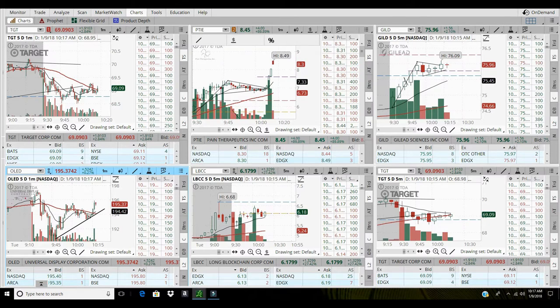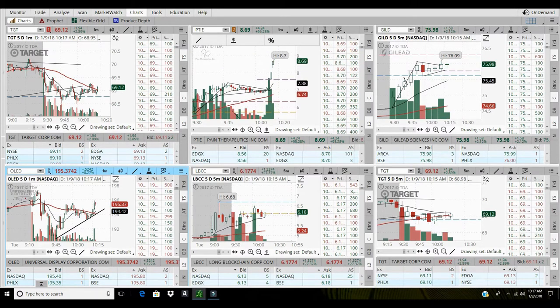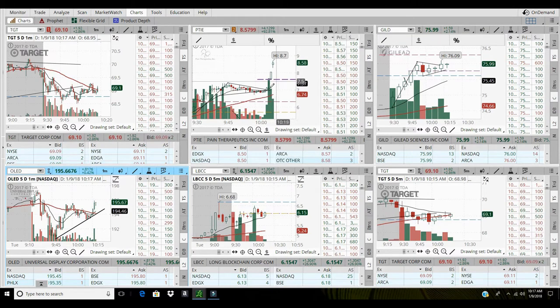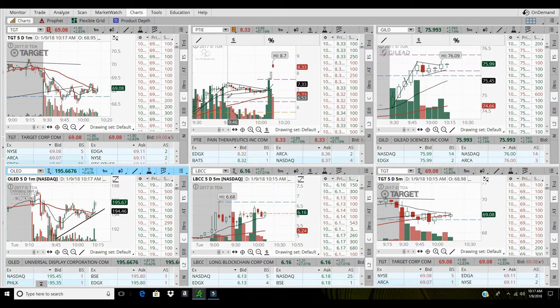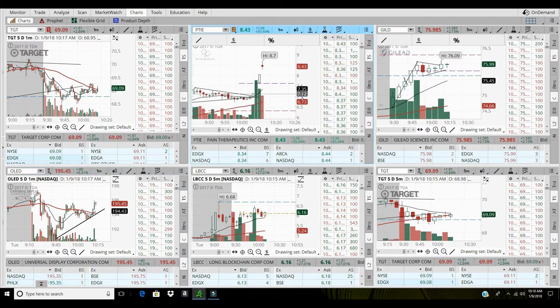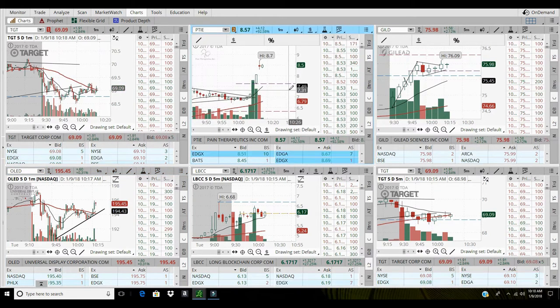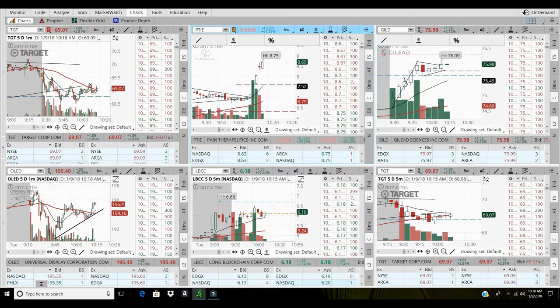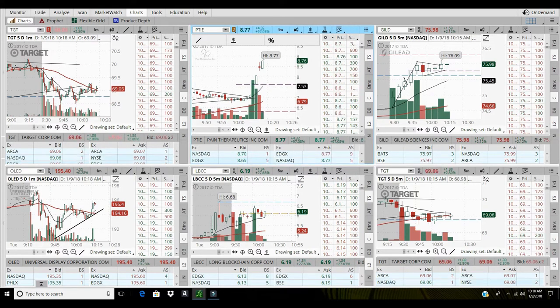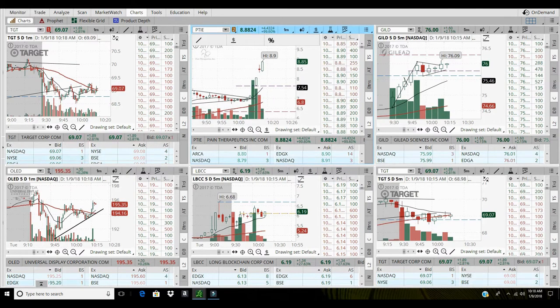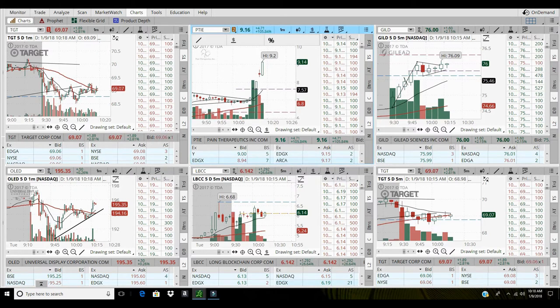There's PTIE, so I'm gonna sell 500 up there at 838, so I got 500 left. That was a nice open, very nice open. Go ahead and sell 250 up there at 906.